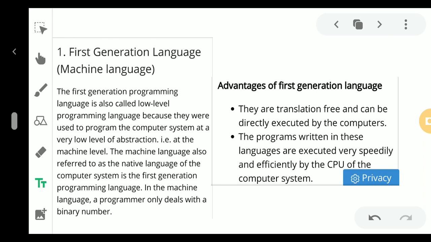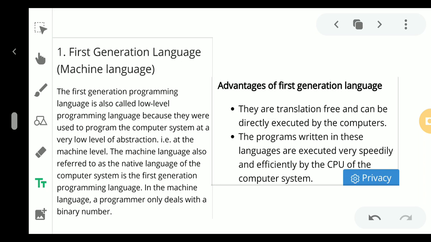First generation programming languages are also known as low level programming languages because they are used to program the computer system at a very low level of abstraction, that is at the machine level. Machine language is also referred to as the native language of the computer. Machine language means the machine can understand only zeros and ones. Combinations of streams of zeros and ones are given as an instruction set. In machine language, a program deals only with binary numbers.